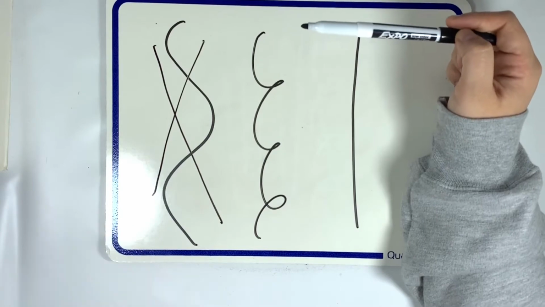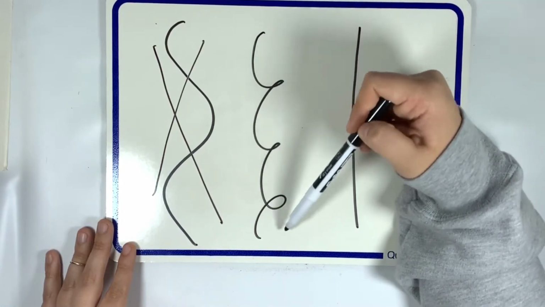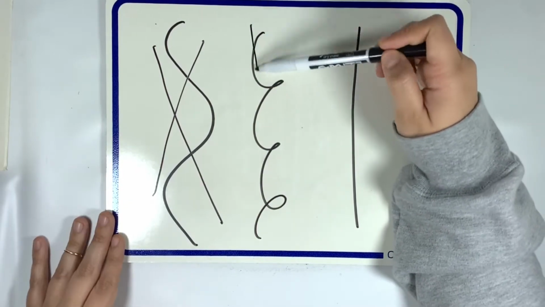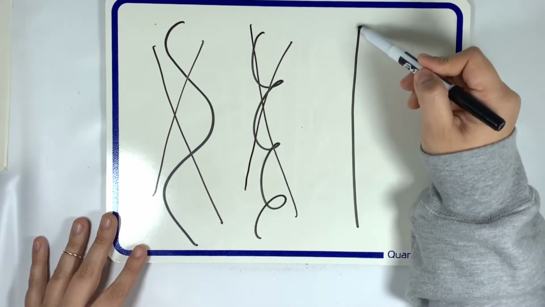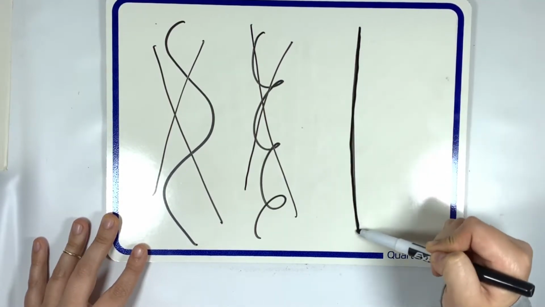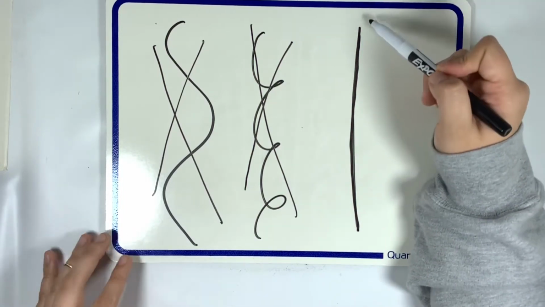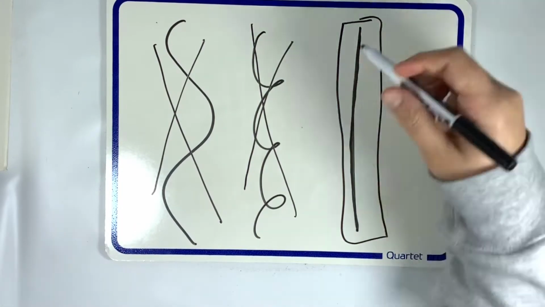Let's look at the next one. Our next one has squigglies. It's like a squiggly line. It is not straight. There's loops going on, so this one is out as well. Let's look at our last one. Our last one goes in a straight line. There are no curves. There are no squigglies. This one is our answer. That is what a straight line looks like.